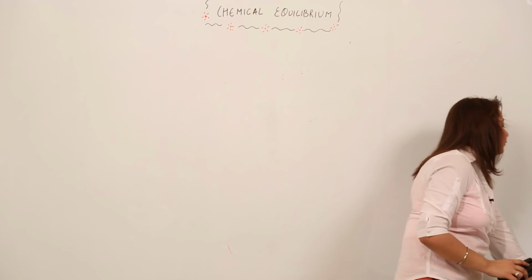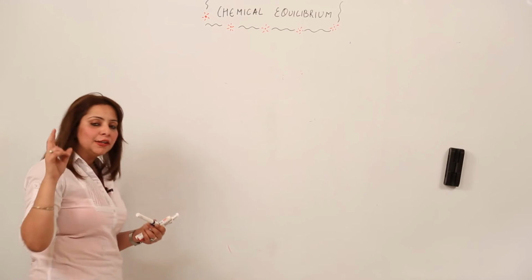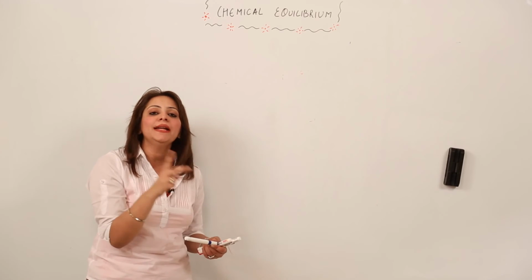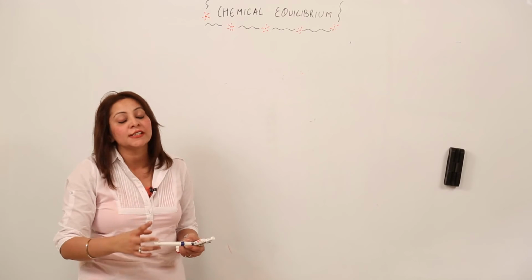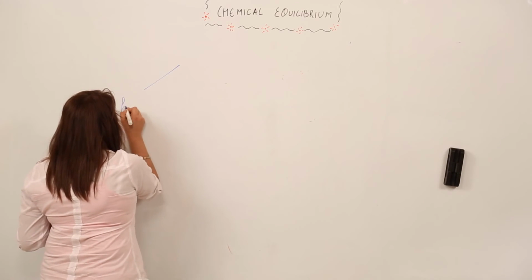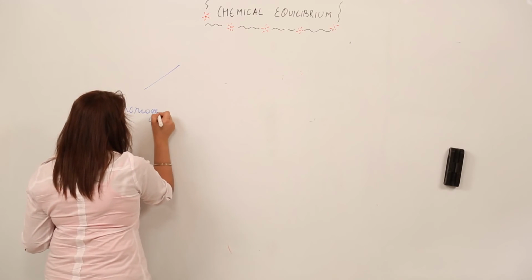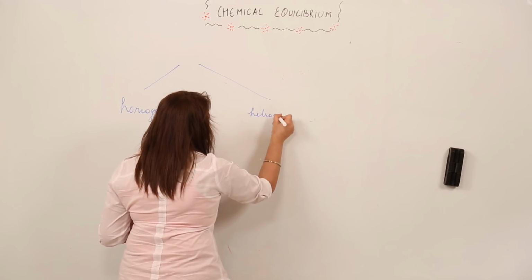So we have 2 kinds of equilibrium. We did yesterday also 2 kinds of equilibrium, the physical one and the chemical one, but that was based on the physical process and the chemical process. Now the equilibrium which we are doing is homogeneous and heterogeneous equilibrium.